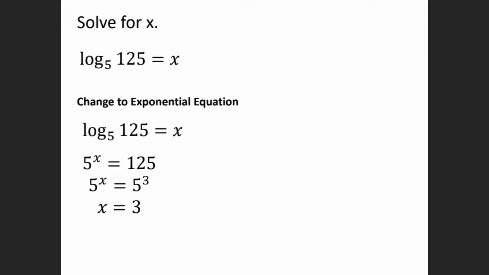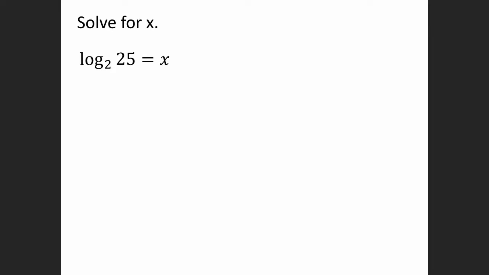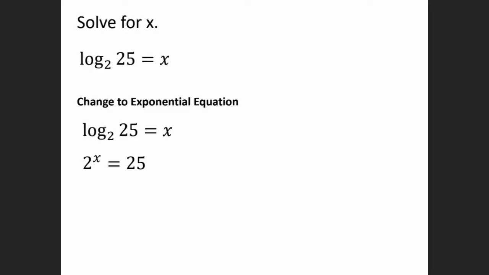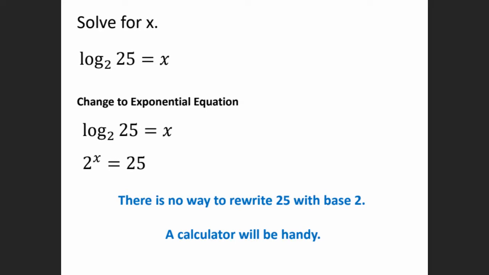All right, how about this one? Log base 2 of 25 is equal to x. Again, I would do something very similar. Let's change it to exponential form. The base of my log is 2, so it's the base of my exponent. Uh-oh, but we come to a problem. I don't think there's any value that I can give to x that would give me 25 on this one. There's no way to rewrite 25 as a power of base 2, so we will need to use a calculator for this one.